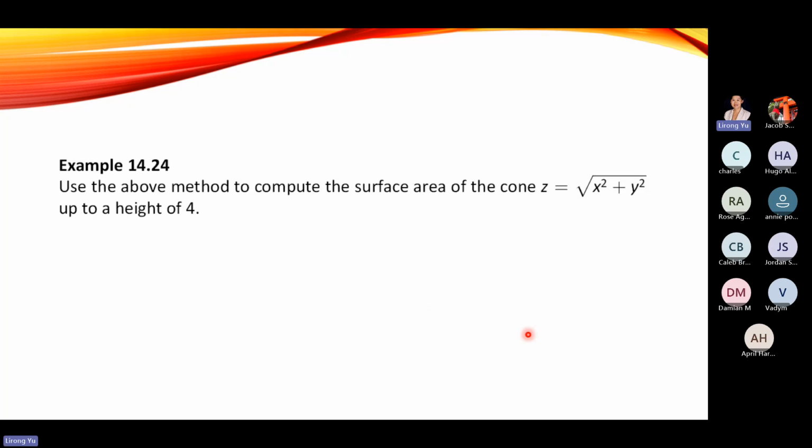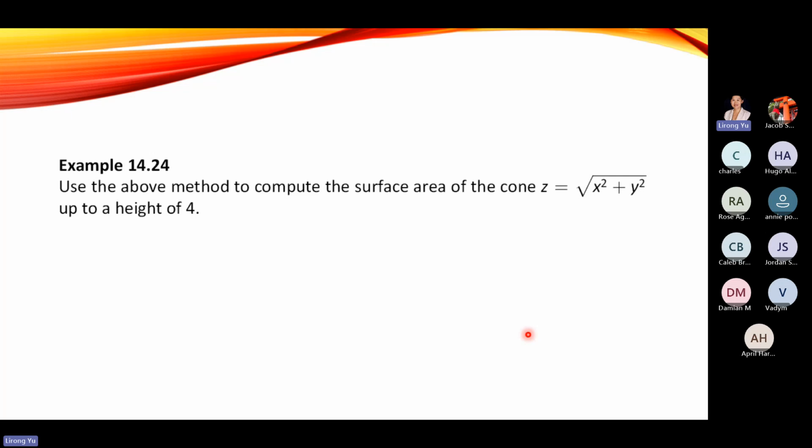So here we're going to try that method, right? Let's try to calculate the surface area of the cone z equal to the square root of x squared plus y squared, up to the height of 4. One of the issues in this calculation is that we do not have the parametric surface, right? We actually have a rectangular surface here.